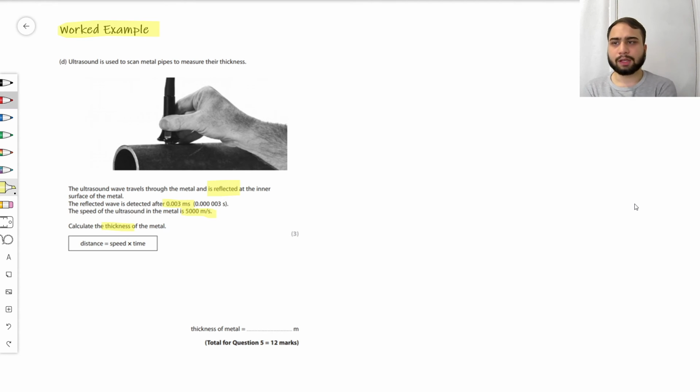Okay, so let's draw a quick diagram here just so we understand exactly what it's saying. We can see that there's a tube here, like that, and ultrasound pulses are being sent in and they're being reflected, and we want to know the thickness T there. That's really just the distance between the outer ring of the pipe and the inner ring of the pipe. We don't need to write out the equation because the equation is given to us. So let's just start using it straight away.